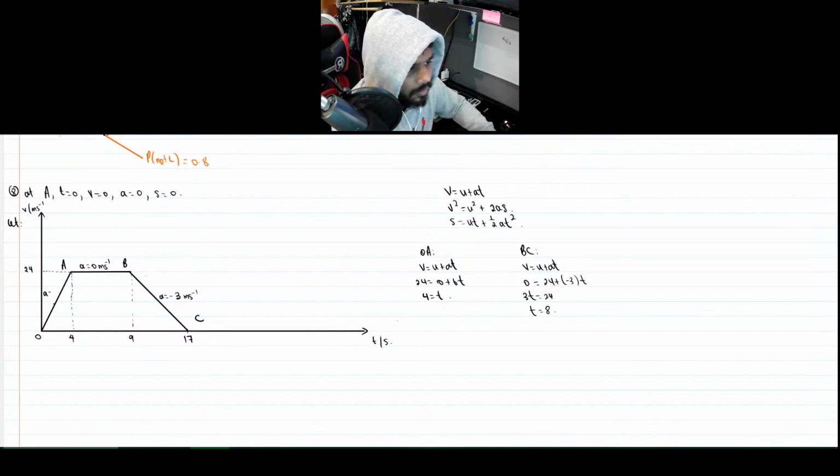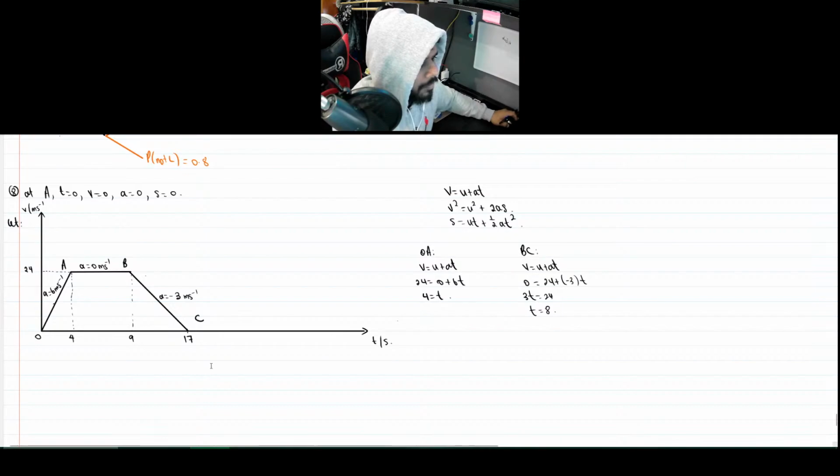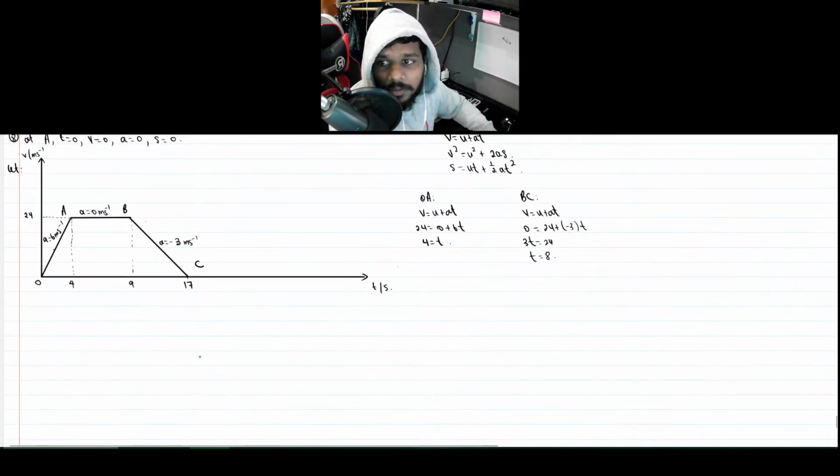My acceleration is 6 meters per second. Right? Pretty straightforward. Cool. That is part A, part 1. A, part 2. Determine the total distance traveled by the car.